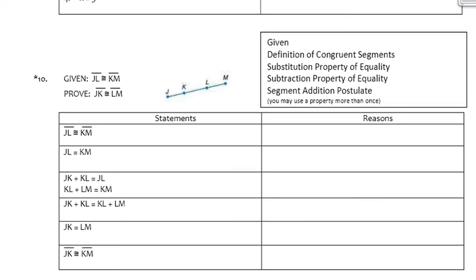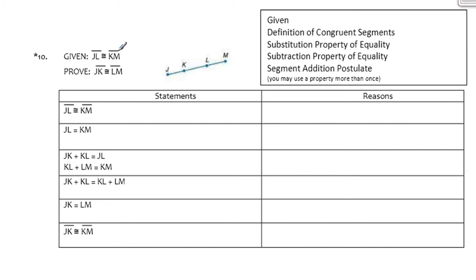All right, number 10. You have JL is congruent to KM, and that is given to us, and we're trying to prove that JK here is congruent to LM here. So JL, that segment, is congruent to KM. This is what we're trying to prove. So first statement, JL is congruent to KM. Well, why is JL congruent to KM? Because it was given to us.